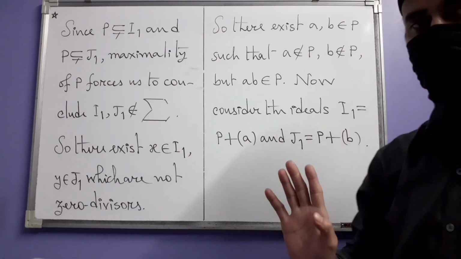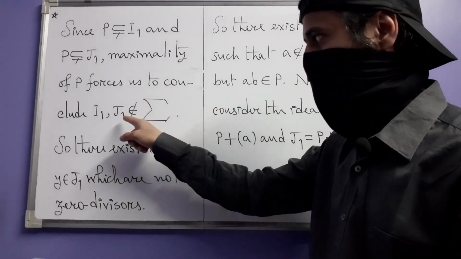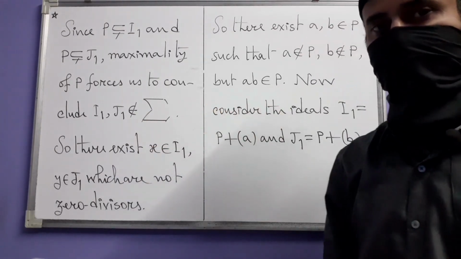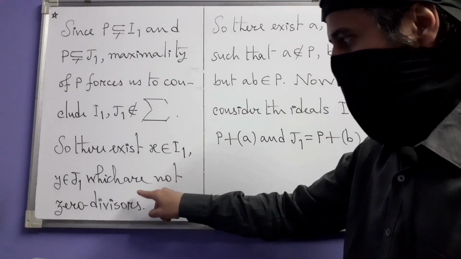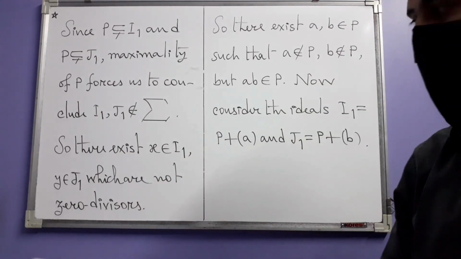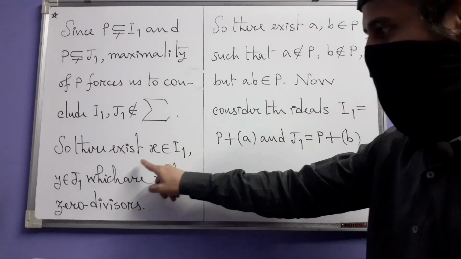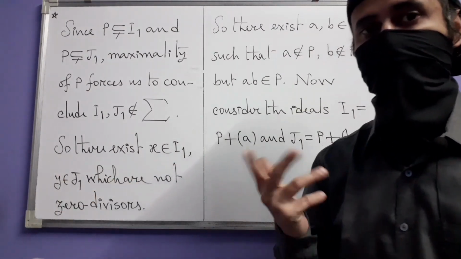I1 and J1 are both ideals, so that means they are not that type of ideal. Each one of them will then have an element which is not a zero divisor. Say I1 has this x and J1 has y, which are not zero divisors.